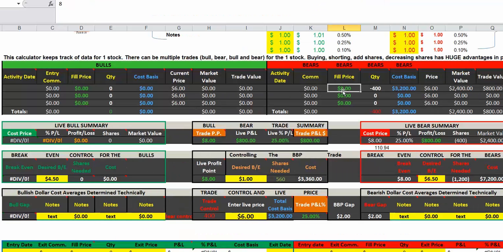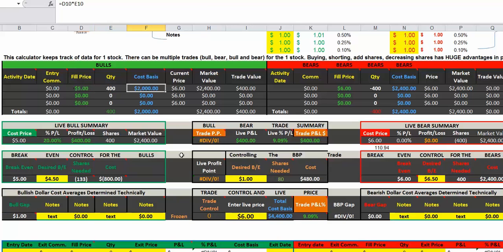And then we'll have on the bear side a fill price of $6 and minus 400 shares. We'll change this to $6 and we'll put in our fill price of $5 and 400 shares. So when that happens, as you could see, our trade control goes to 0 and it turns orange, and of course the trade is now frozen. And this will go to div/0, which we said earlier happens when we have equal amount of shares.